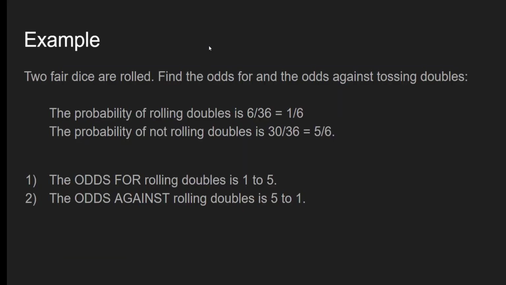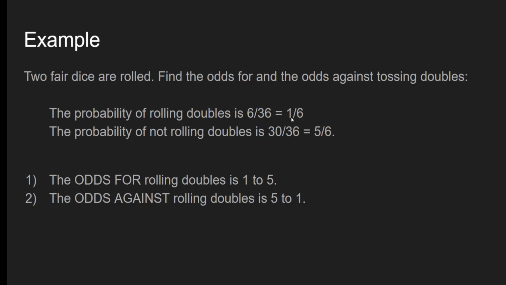In an example, here we're going to discuss two fair dice which are rolled. We're going to find the odds for and the odds against tossing doubles. Now, if you'll recall, the probability of rolling doubles is 1 out of 6. The probability of not rolling doubles would be 5/6. So to state this in the form of odds, you'll see here that we didn't leave the fraction. This is in an appropriate form, similar to what we were just discussing, so I'll walk you through it.